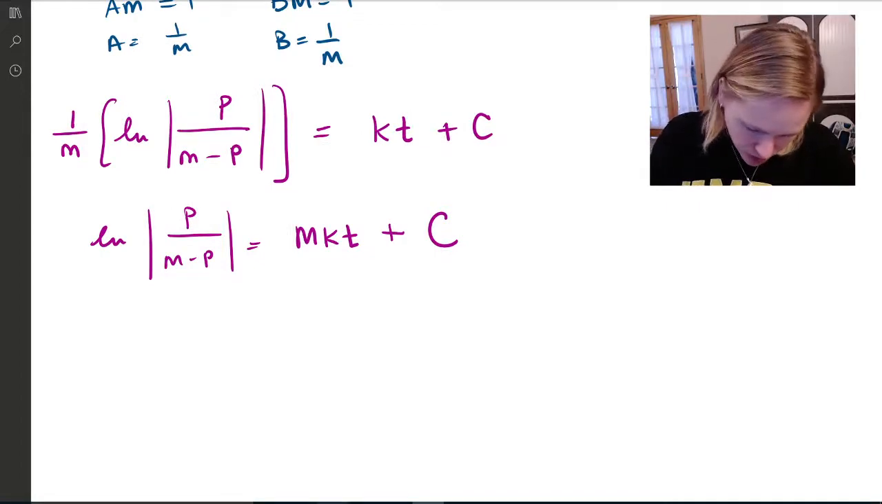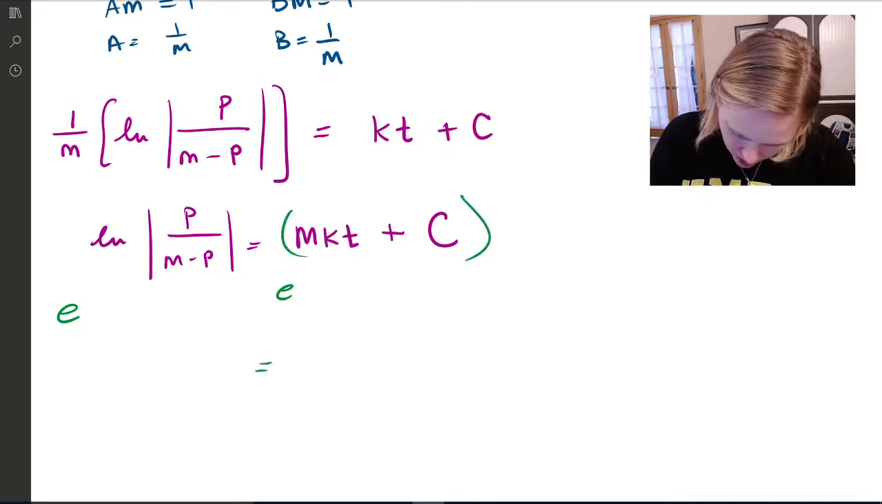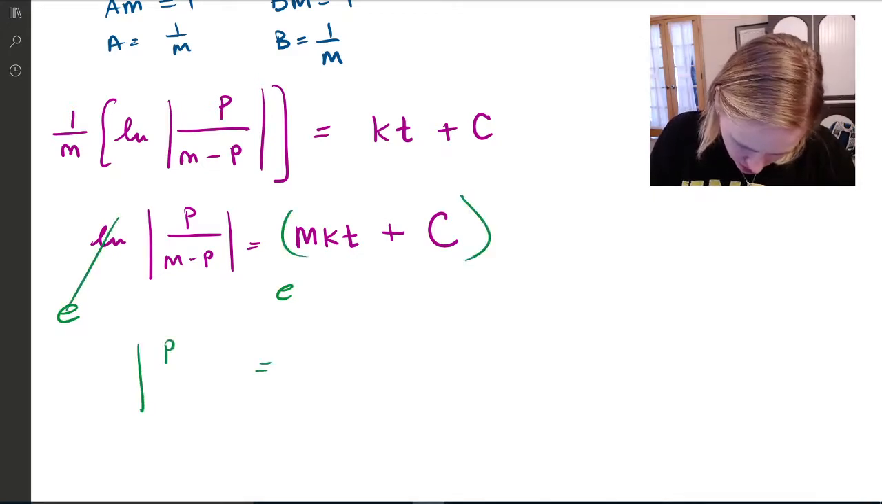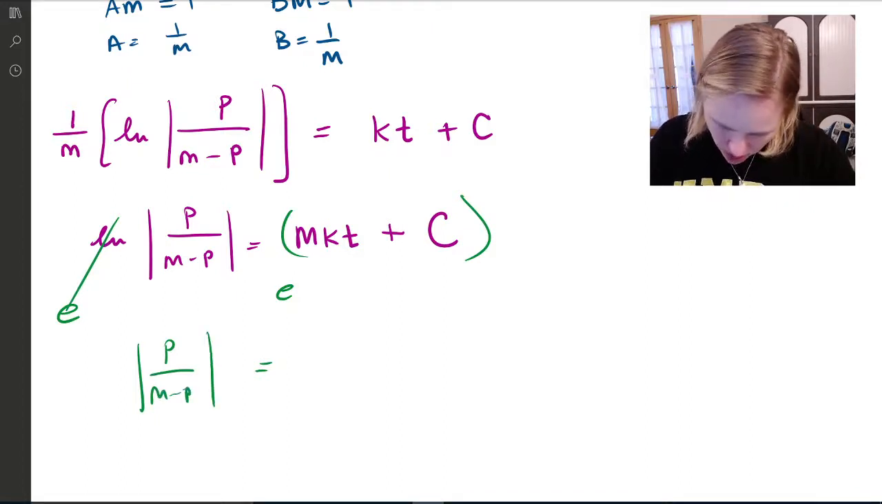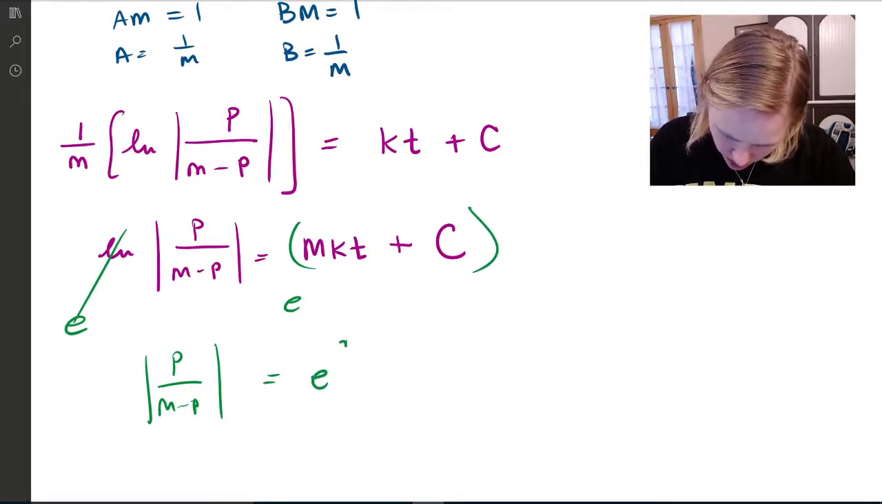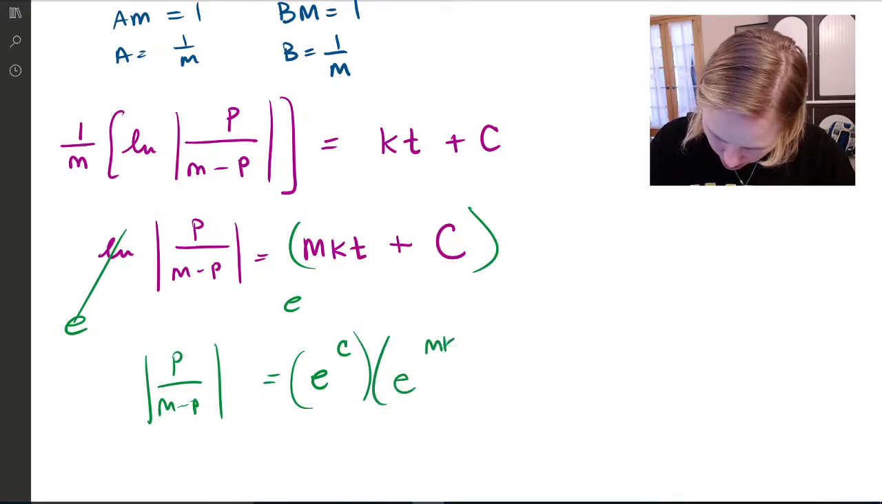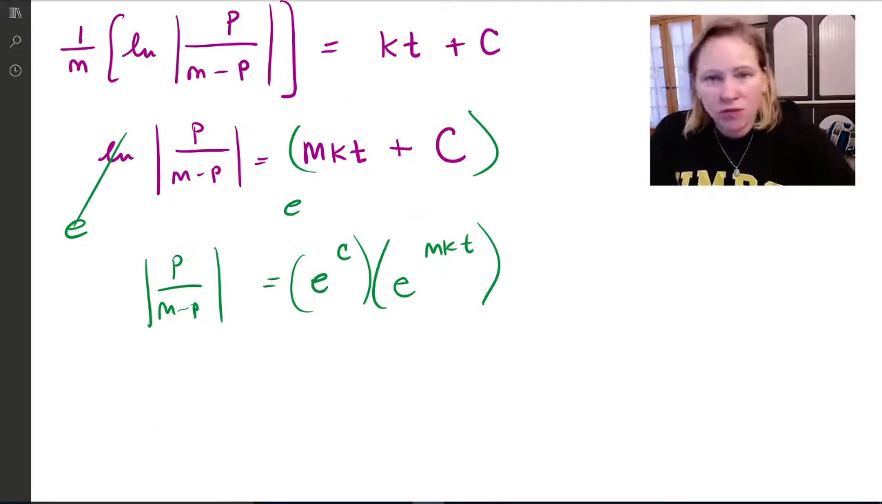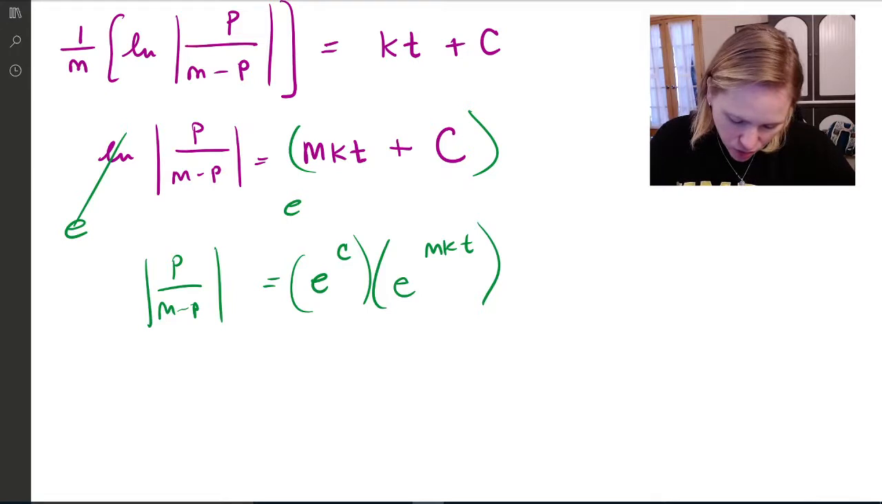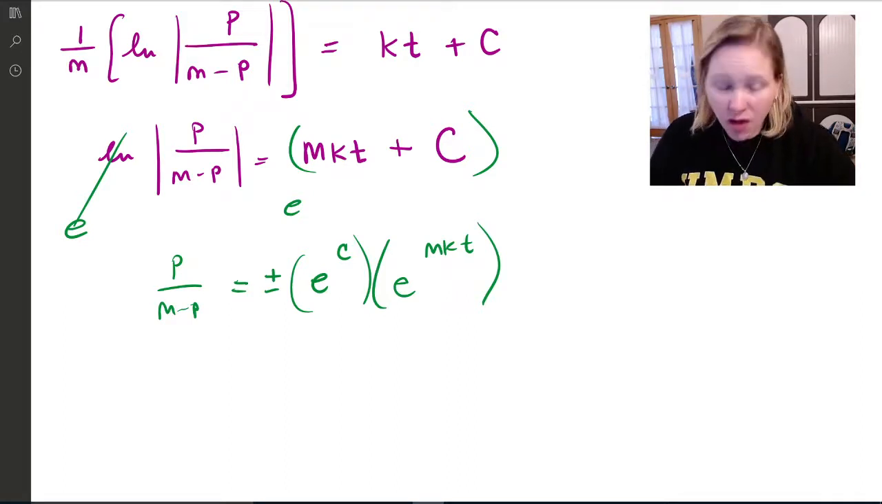So I'm going to raise both sides as a power of e. When I do that, I get the absolute value. These cancel away. M minus p equals, and now on this side, I'm going to rewrite this as e to the c times e to the mkt. That looks familiar. So now when I drop these absolute value bars, I'm going to have to throw a little plus or minus in there. So that's what I'm going to do. I'm going to drop these bars, and now I'm getting close.